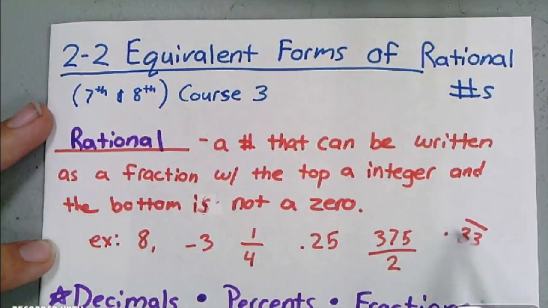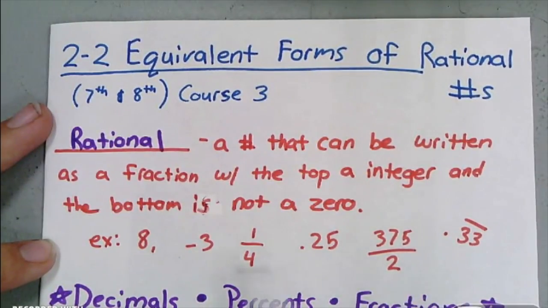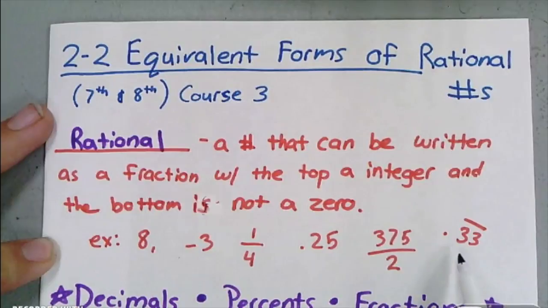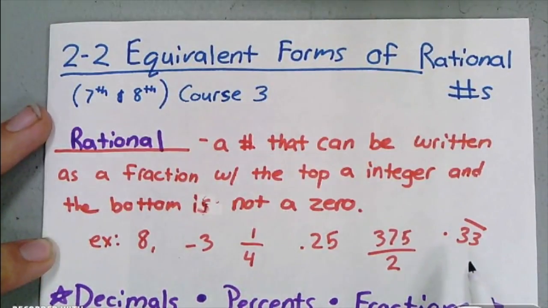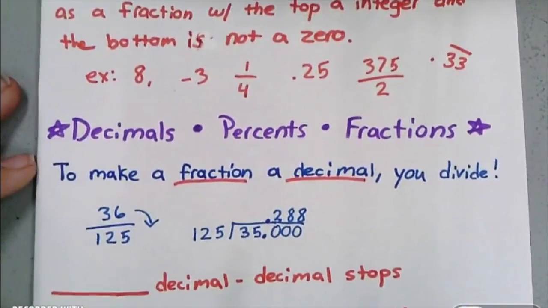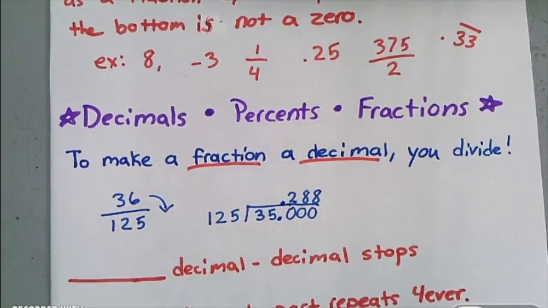So all of these are examples of rational numbers: 8, -3, 1/4, 25, 375 over 2, 0.33 repeating, any repeating or terminating decimals, all fractions that don't have a 0 as a denominator, all whole numbers, positive and negative numbers. It really is most of the numbers that we deal with are rational numbers. Okay? Decimals, percents, and fractions.